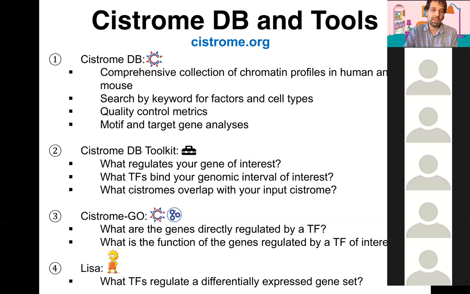And then there's Cistrome-GO, which is an amalgam of BETA and GREAT, although it doesn't use the same methodology as GREAT. What are the genes directly regulated by a transcription factor? What is the function of the genes regulated by a transcription factor? And then finally, LISA, which answers the question of what transcription factors regulate a differentially expressed gene set.